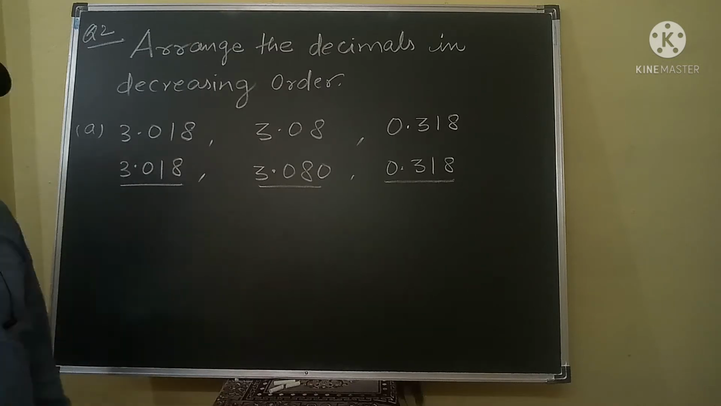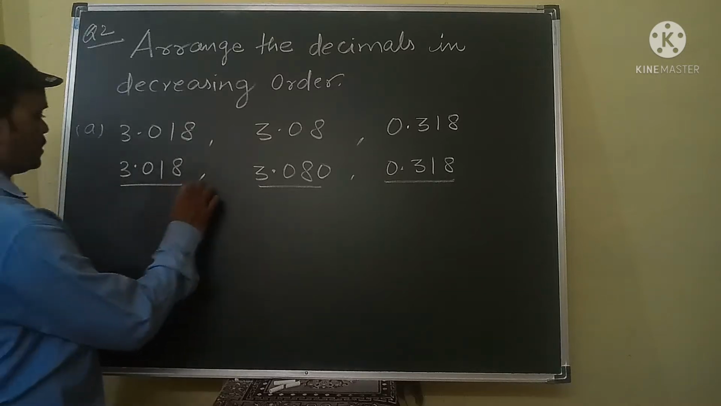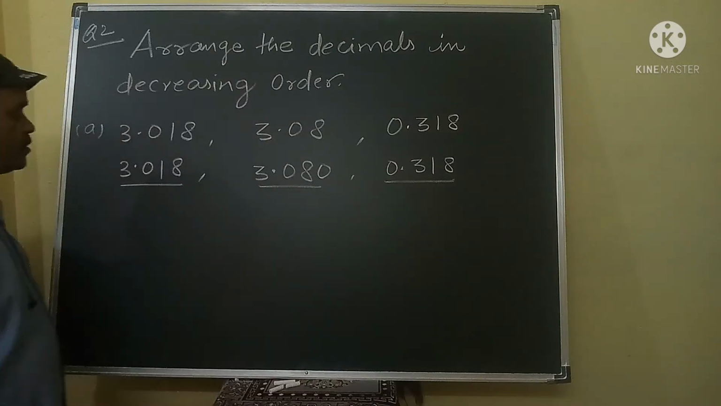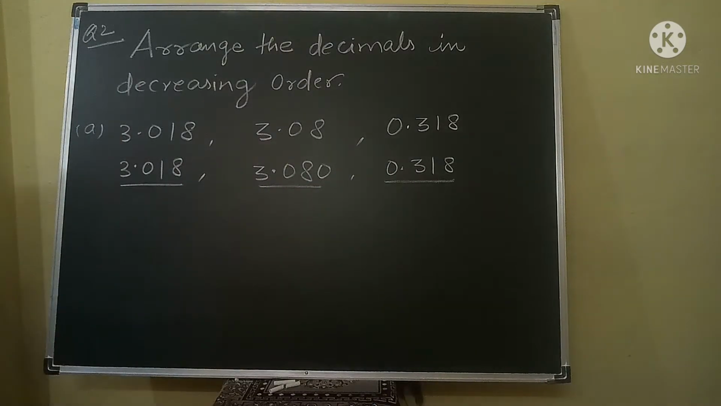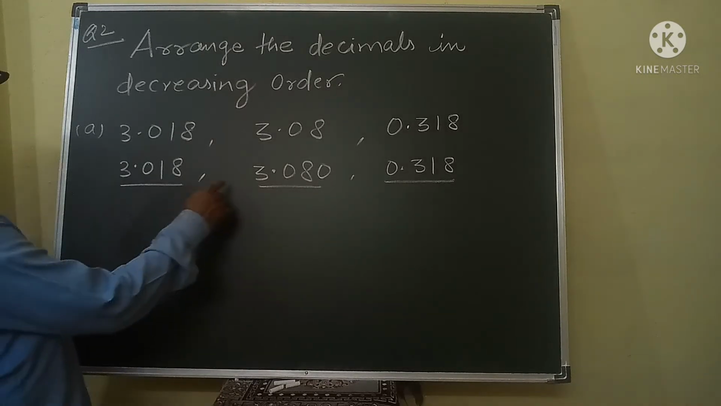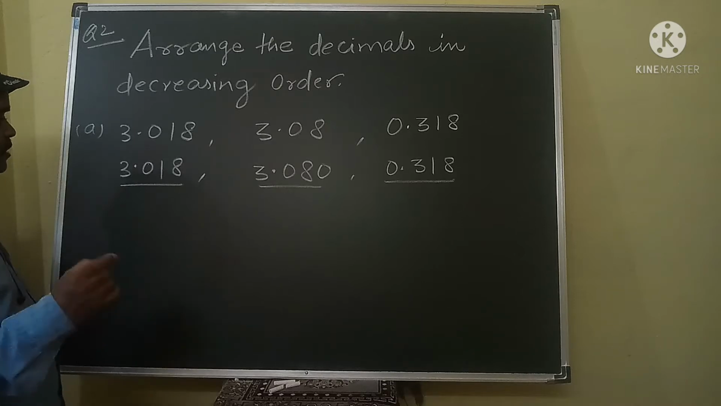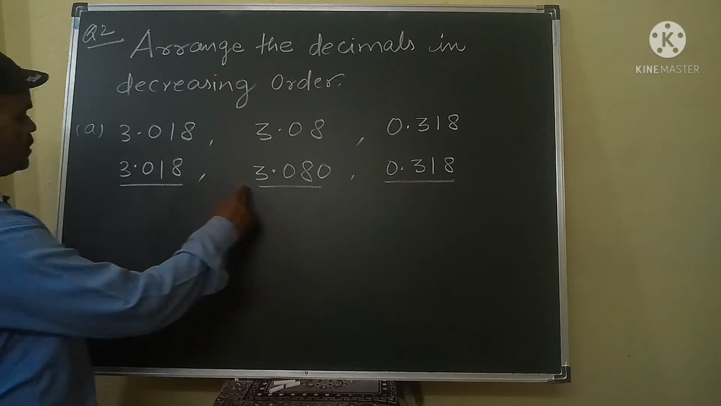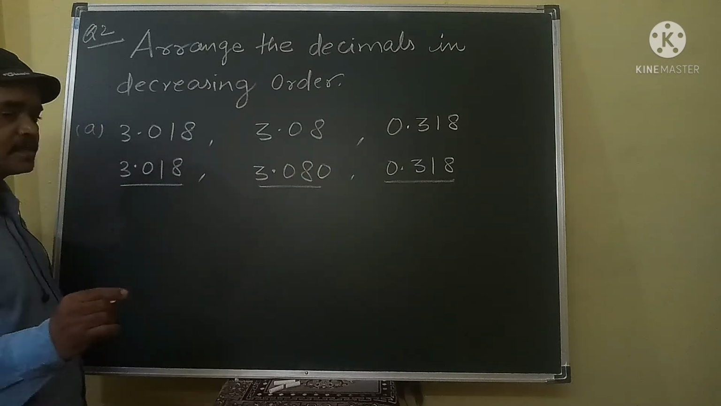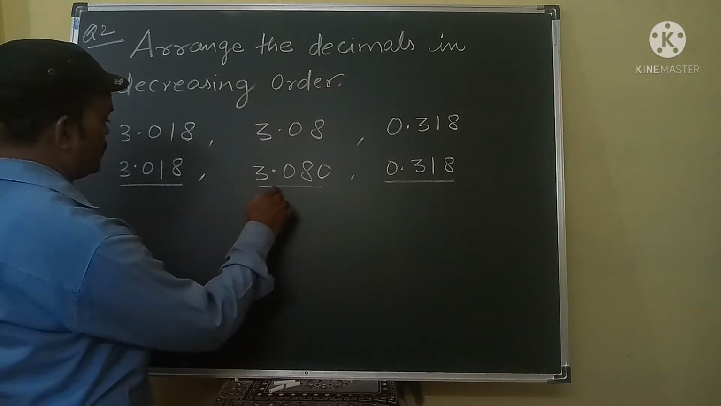Decreasing order means biggest to smallest. Okay, so what will we do? In these 3 decimal numbers, which is the biggest decimal number? As you are looking, which is the biggest decimal number?